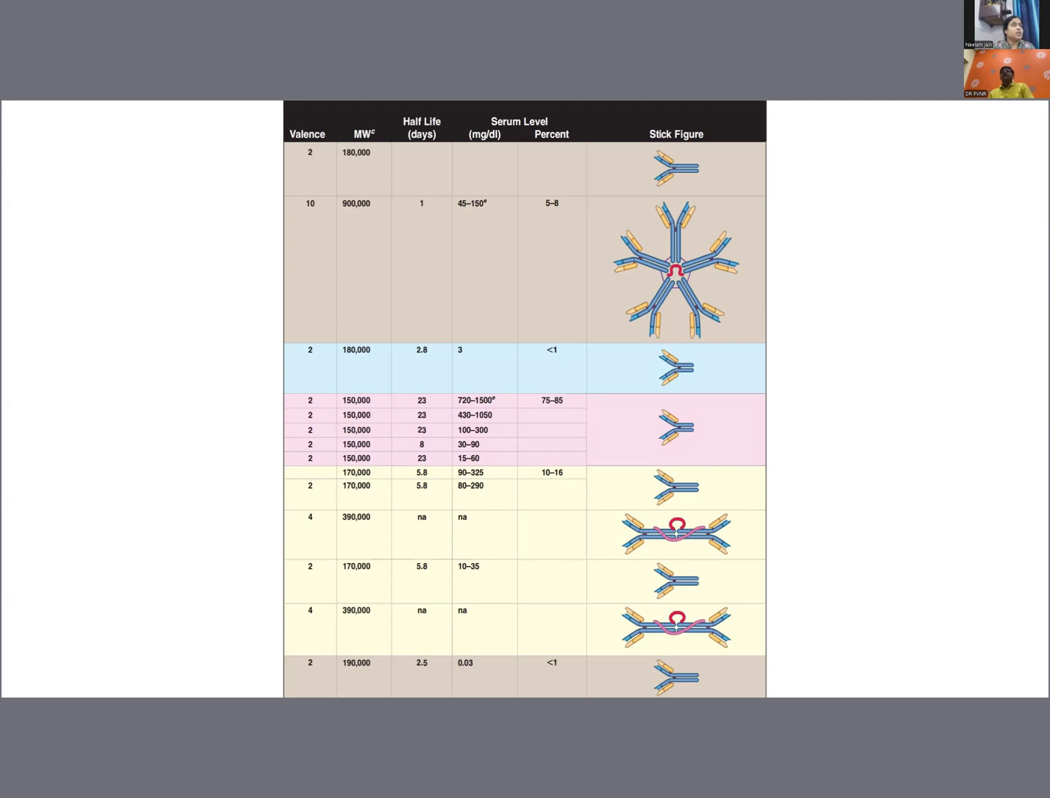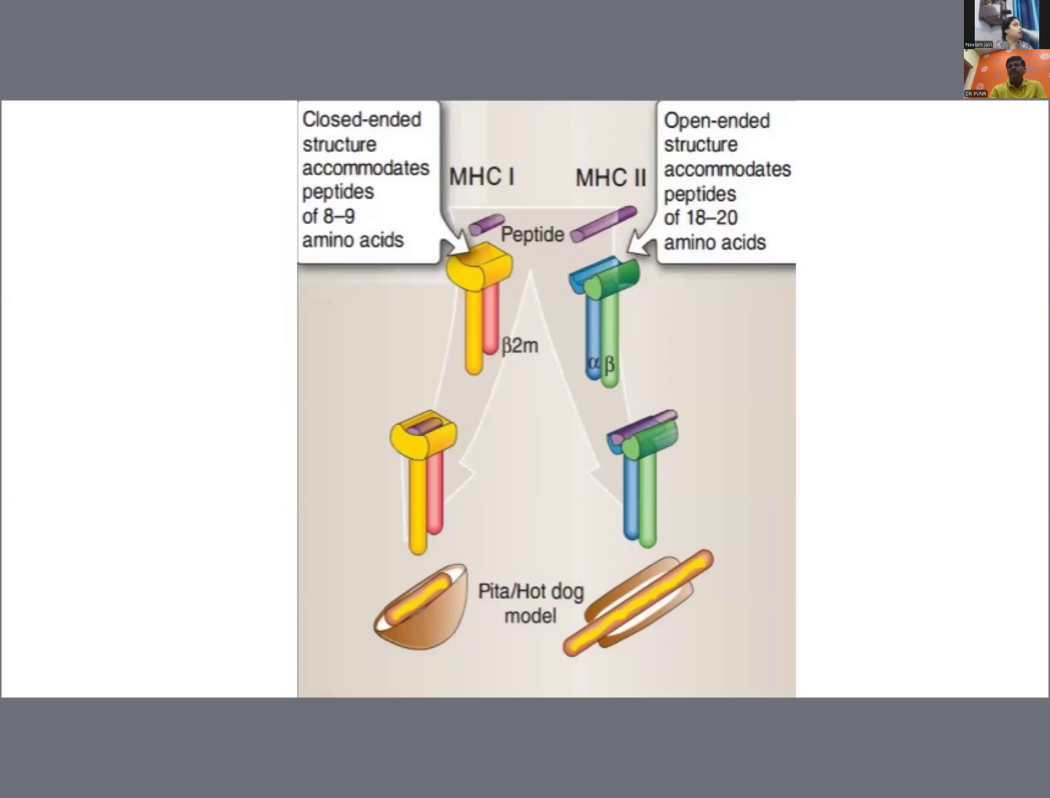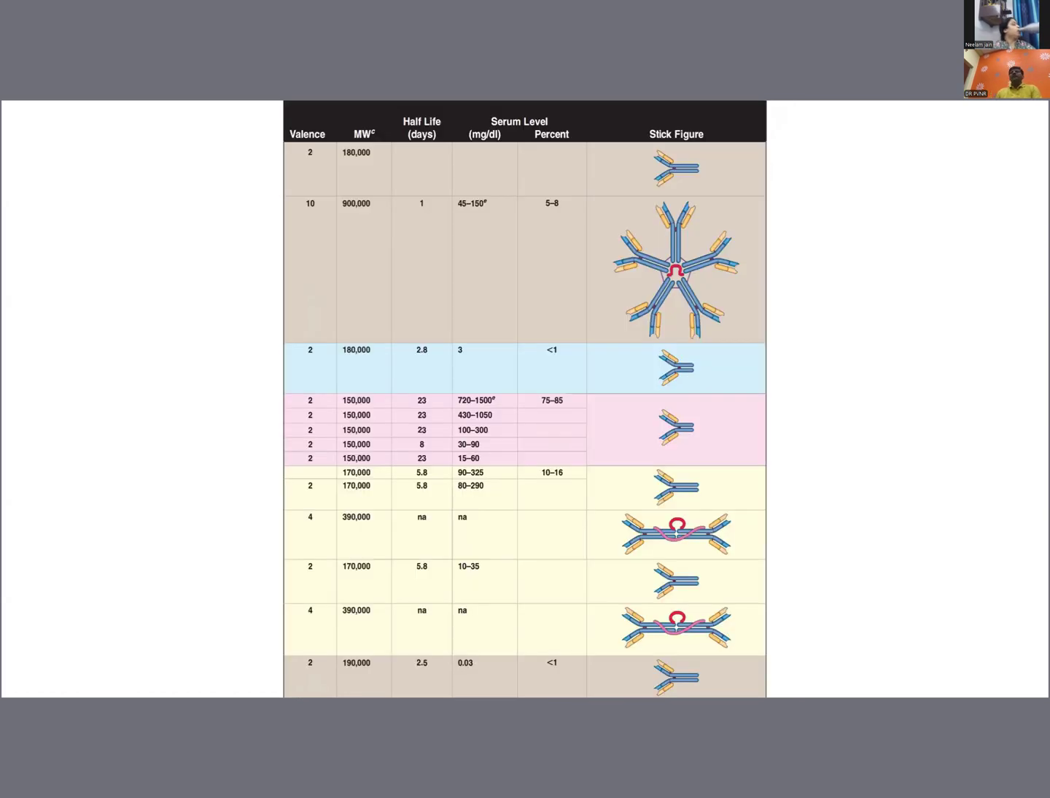Based upon the composition of light chain and heavy chain, they have been divided into 5 classes of immunoglobulin: GAMED. Immunoglobulin G, immunoglobulin A, immunoglobulin M, immunoglobulin E, and immunoglobulin D. These antibodies are also called immunoglobulins. Did you get the point?